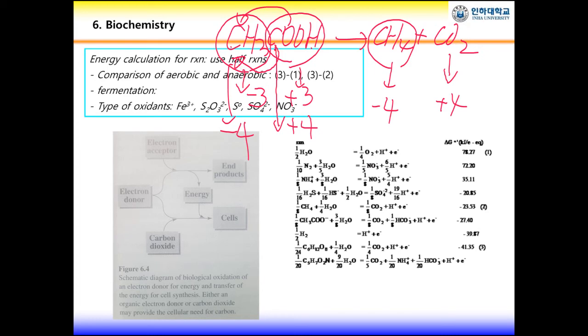So it's not going to other electron acceptors. The electron business is inside the original molecule. That is the fermentation. So this is a good example of fermentation, methane fermentation. Methane is produced by redistributing electrons within a molecule.